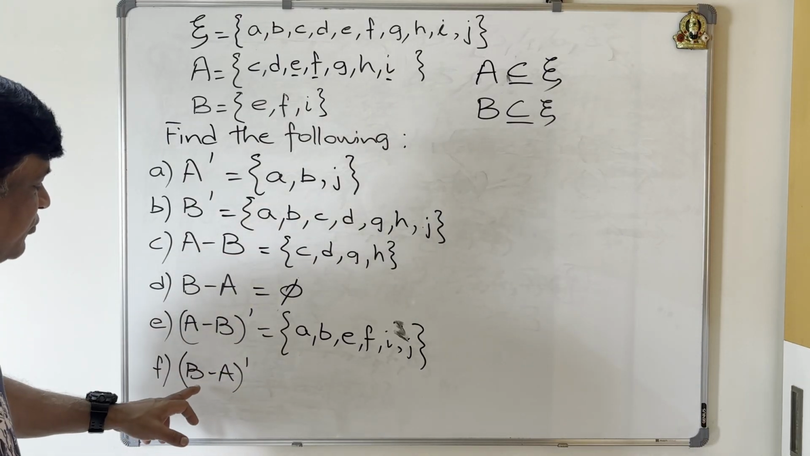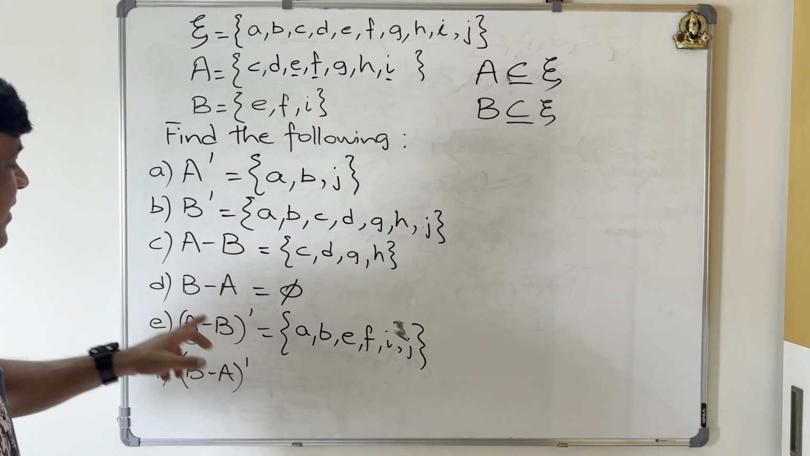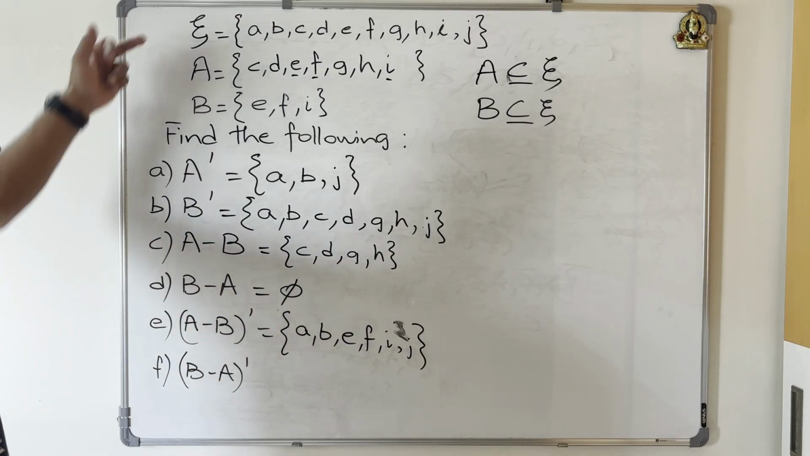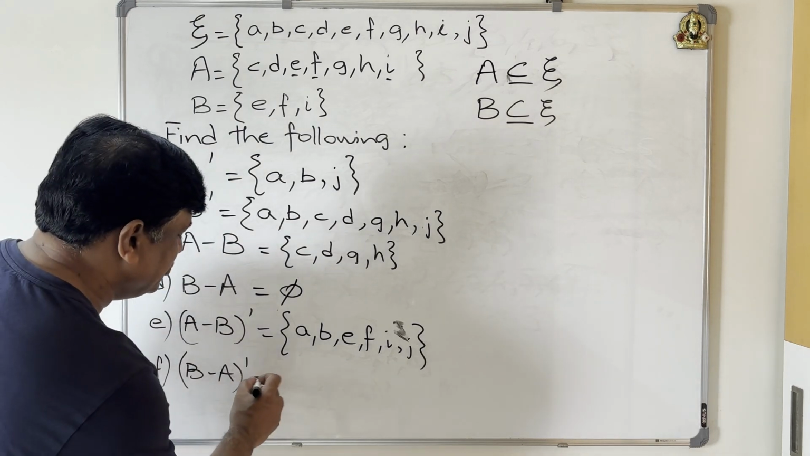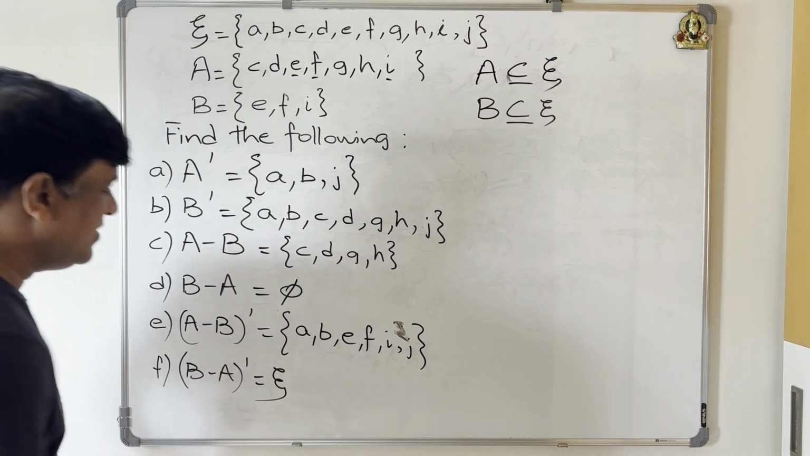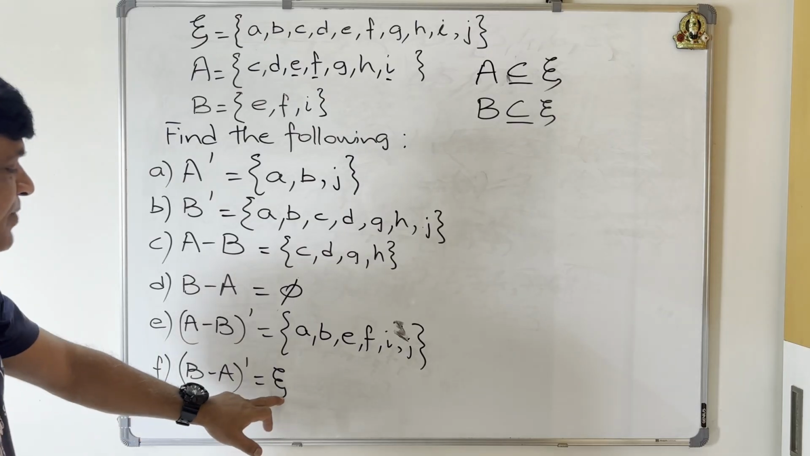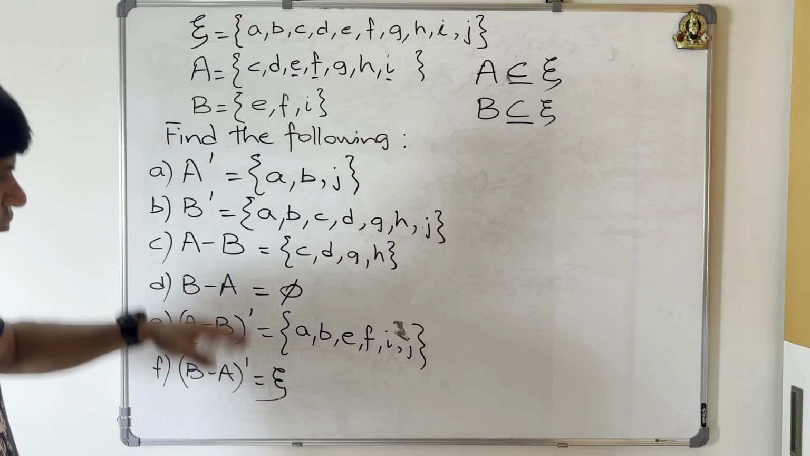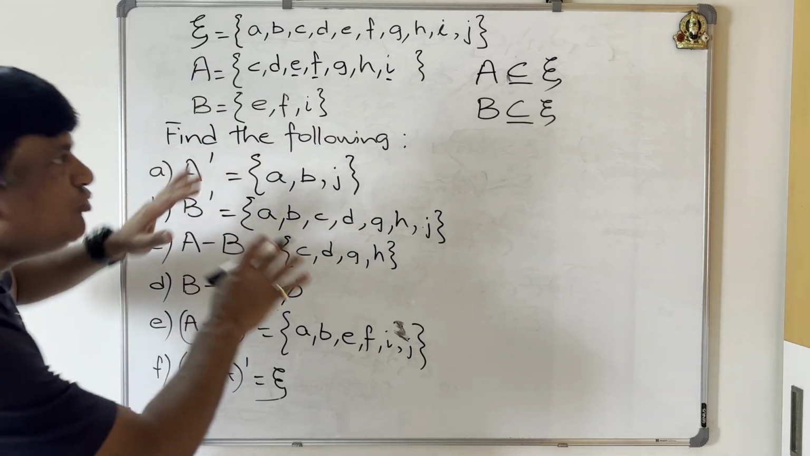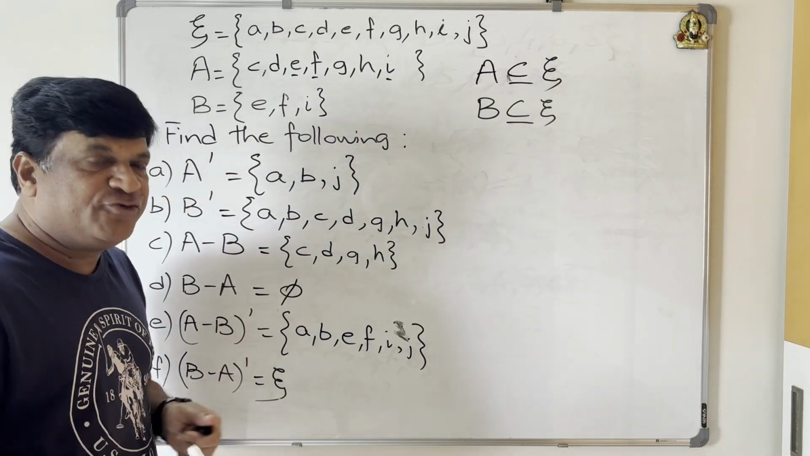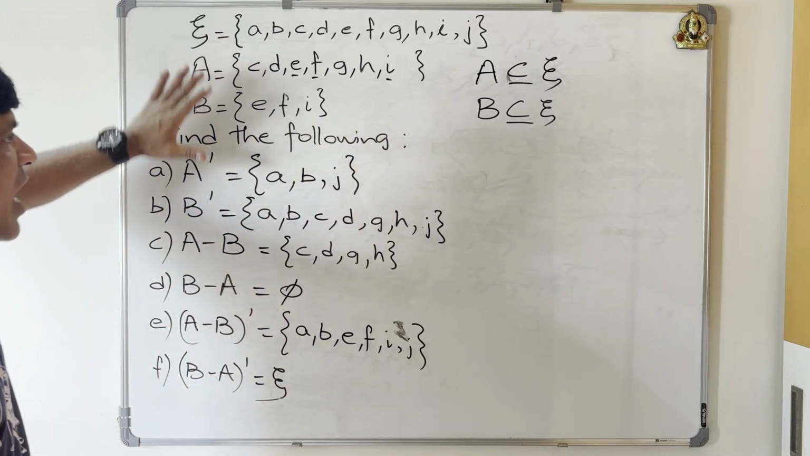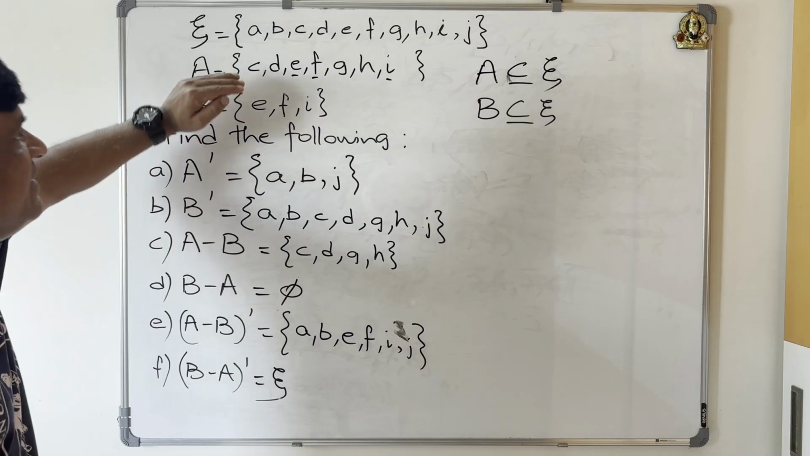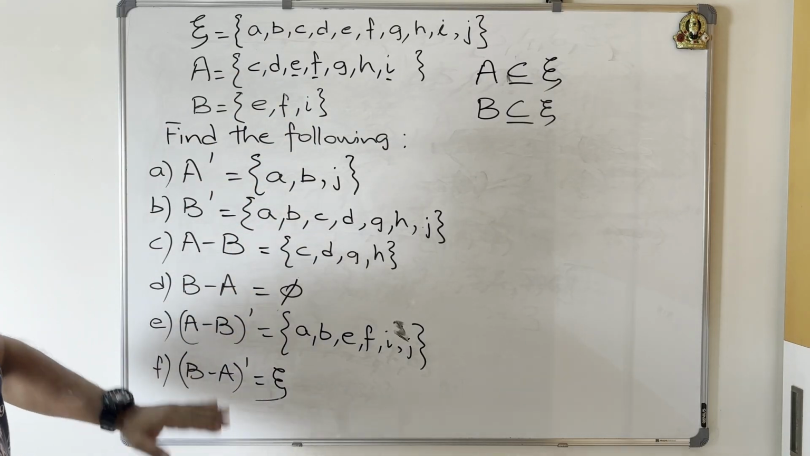Now they are asking us to find B minus A whole complement. What was B minus A? It was a null set. When you compare it with the universe, this should be equal to the universe. All the elements should be present in this one. B minus A complement. Makes sense? So is it easy? This is how you approach sets. It's very simple. You need to understand the logic behind what you need to do. It's easy to follow and do simply one by one.